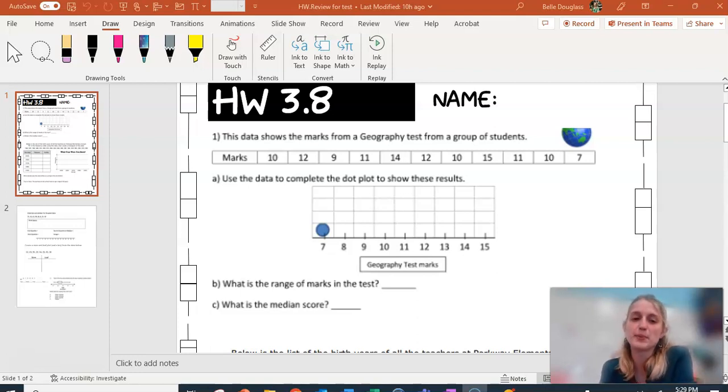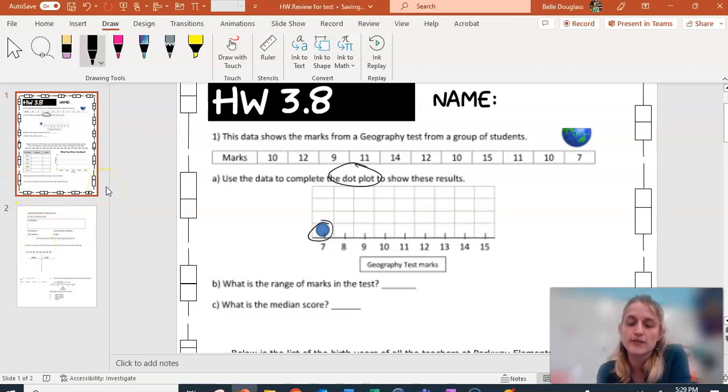Okay, the first problem, we are making a dot plot. You can already see one dot right here, this 7. So 7's off. You're going to make a dot for each of these other numbers, create your dot plot, and then answer these two questions.